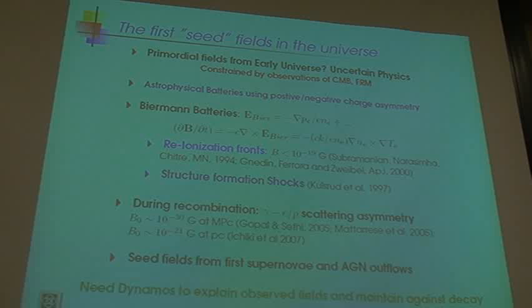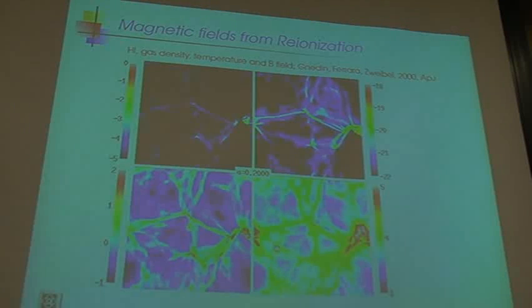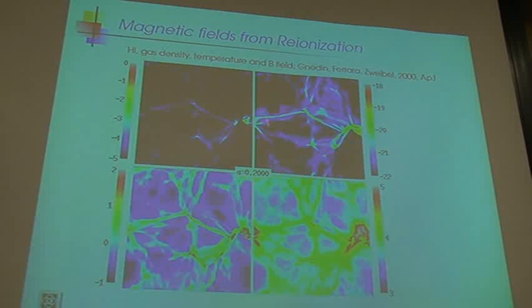So the bottom line, of course, is that you need dynamos to explain the observed fields. This is just a simulation of cosmological reionization and of magnetic fields produced during reionization. These are magnetic field strengths, color coded, and you can see that these bright green regions where the first structures are forming are like 10 to the minus 19, 10 to the minus 20 Gauss. This is temperature, this is gas density, this is neutral hydrogen in this place, etc.